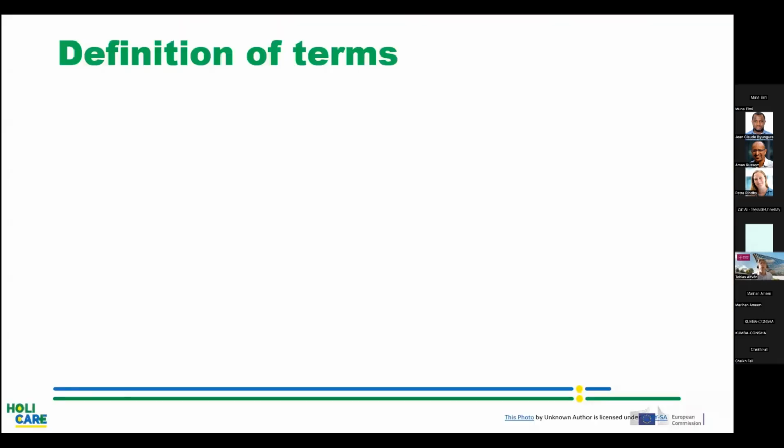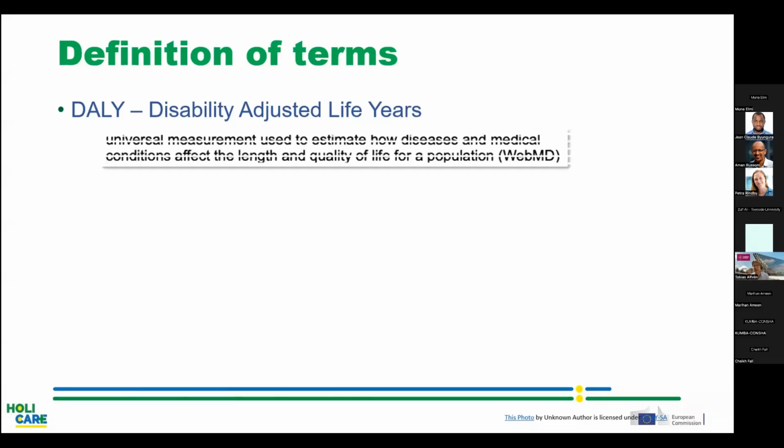Great. So now we start with some definitions. Just when we discussed, and you heard, a concept that we use a lot in global health and in public health. This is DALY. And DALY, that means disability adjusted life years. And this is a way to measure how disease and medical conditions affect the length and the quality of life for a population. So it's not only death, you also include morbidity when you get ill, but you don't die.